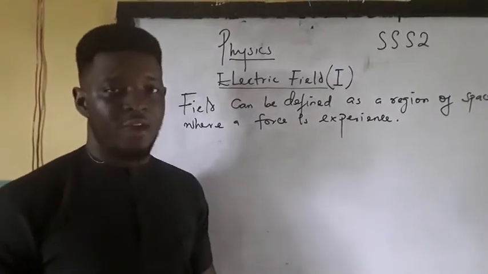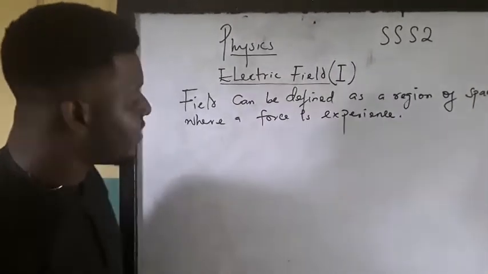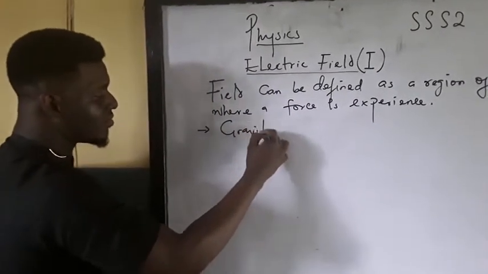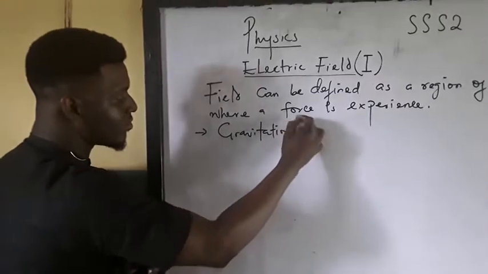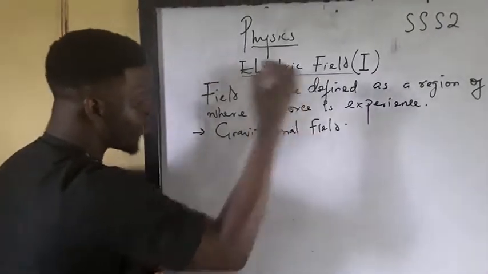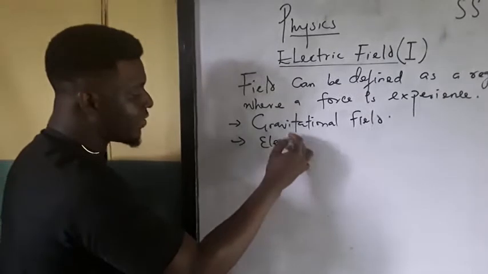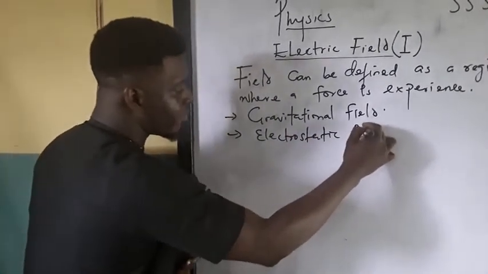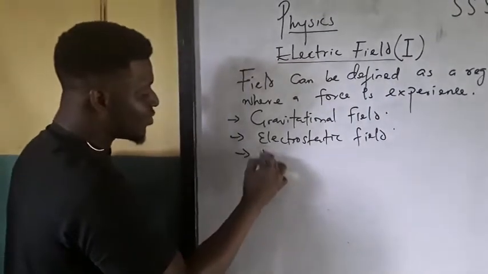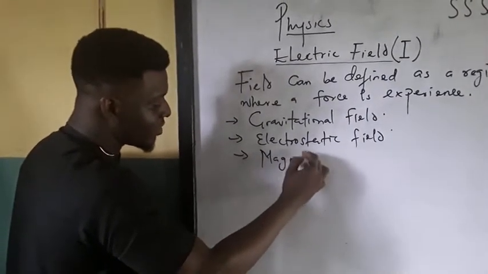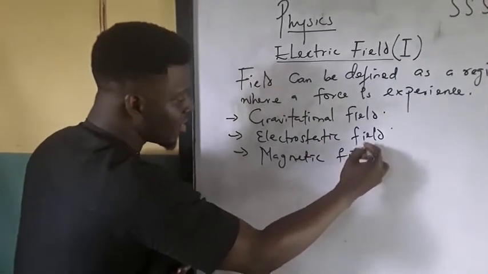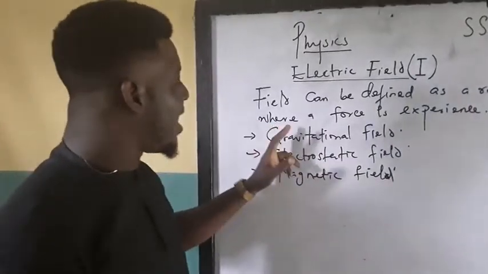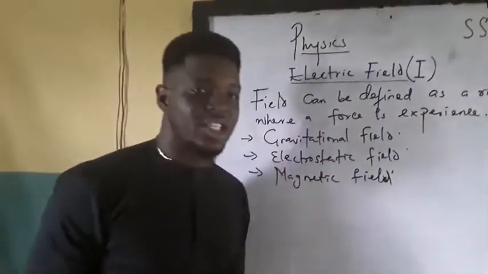When we come to physics, we have three kinds of field. We have one, the gravitational field. We have the electrostatic field. And we have the last one, the magnetic field. So a field is a region of space where a force is experienced.